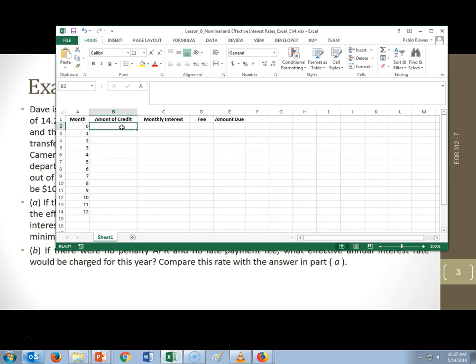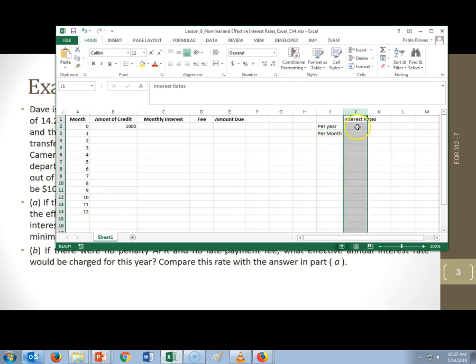First of all, Dave took the amount of credit of $1,000. Now, what is the other information that is given to us? The interest rates, right? Let me just put per year and per month, because in credit cards the compounding period will be for 12 months.